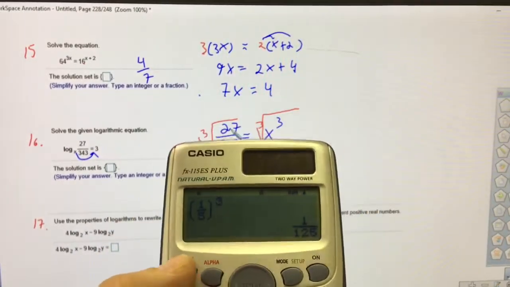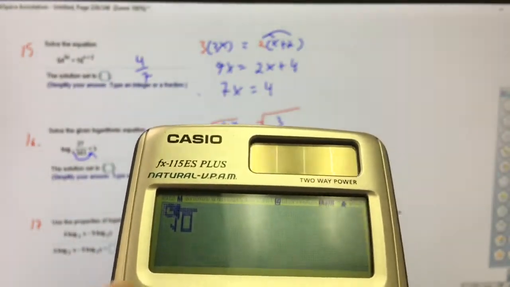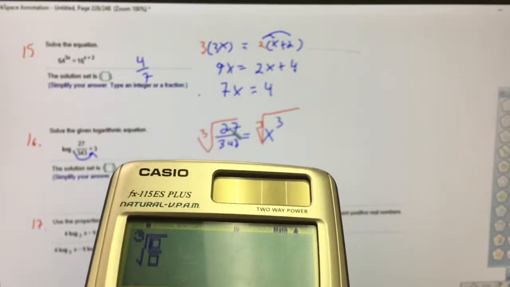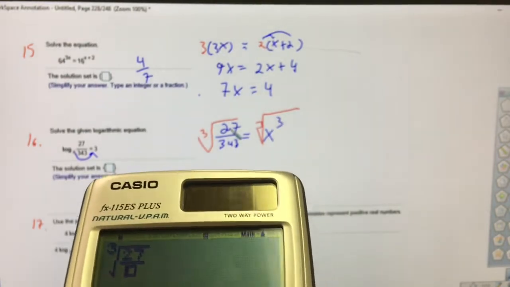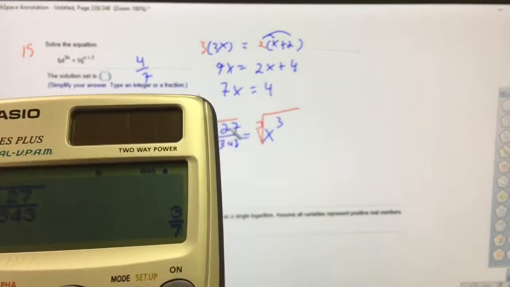So I'm going to hit the cube root button, which is basically shift x box. And I have to put a 3 in for that spot there. That's the cube root. I'm going to arrow in, hit my fraction button, and put my 27 on top and my 343 on the bottom. Hit equals, and that's going to give me 3 sevenths.